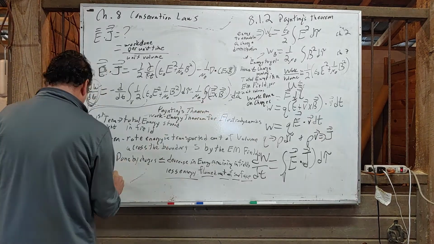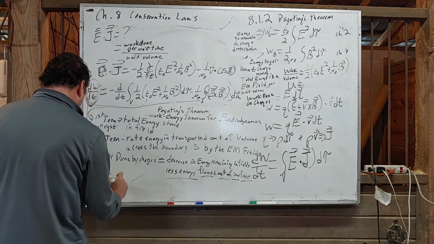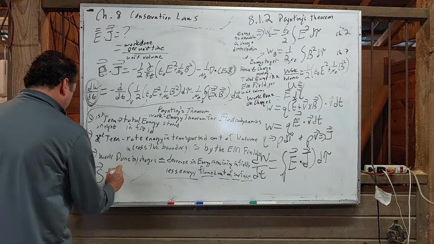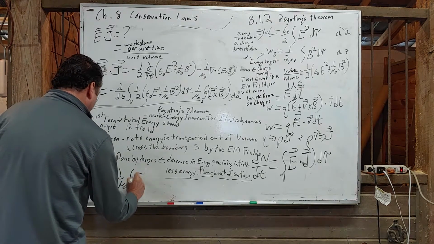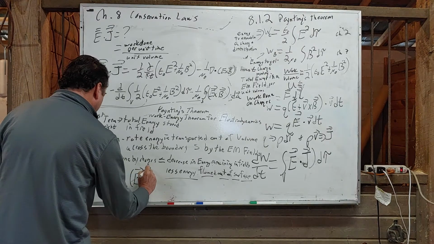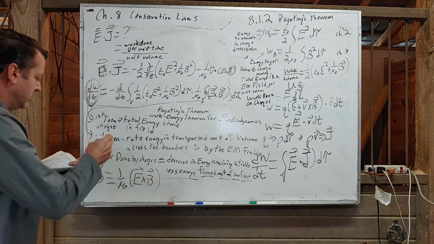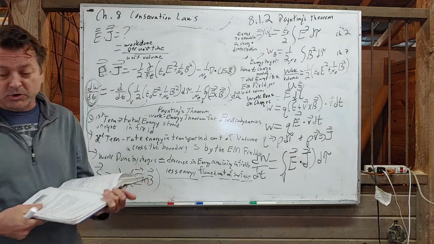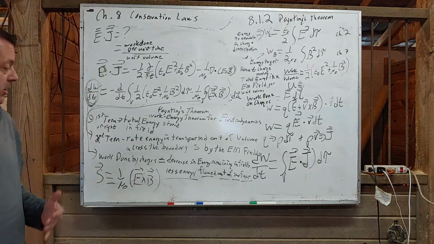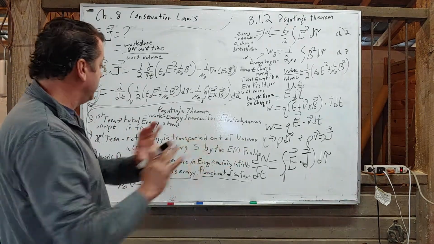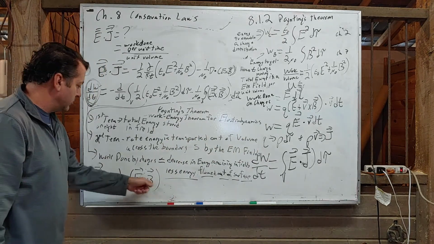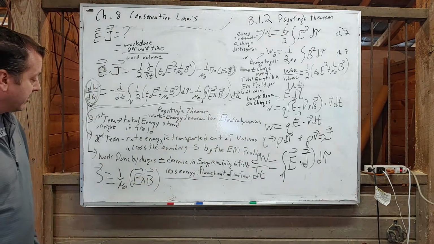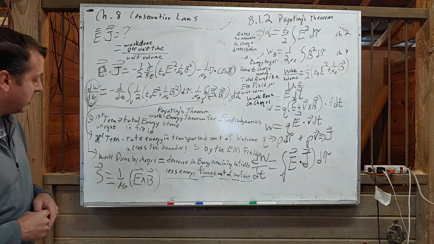This is the Poynting vector, and it is this term. By definition, it's 1 over mu naught E cross B. So when you assemble charges and you want to know how much energy leaves that field, you take the magnitudes of the electric field and the magnetic field, cross them, and divide by mu naught.